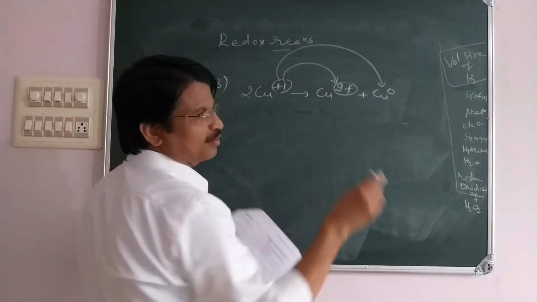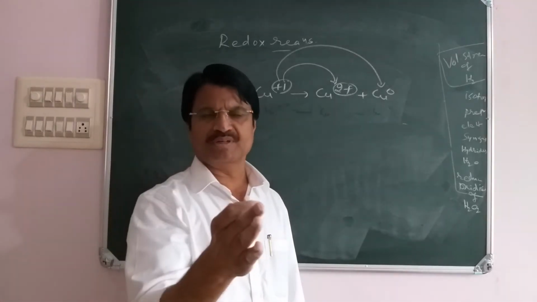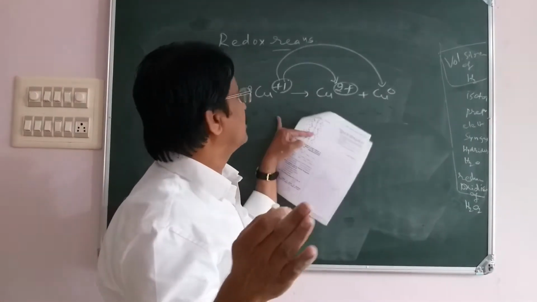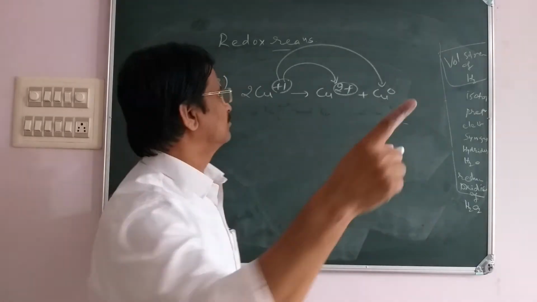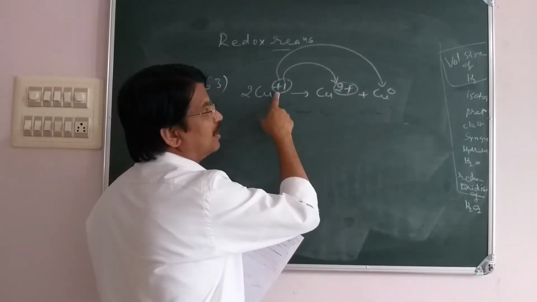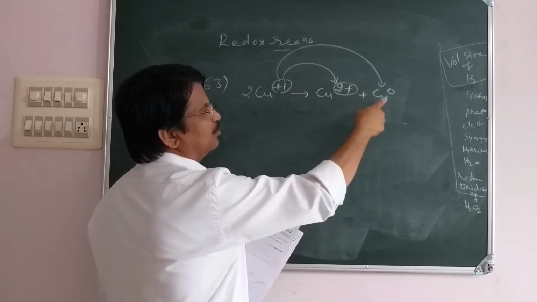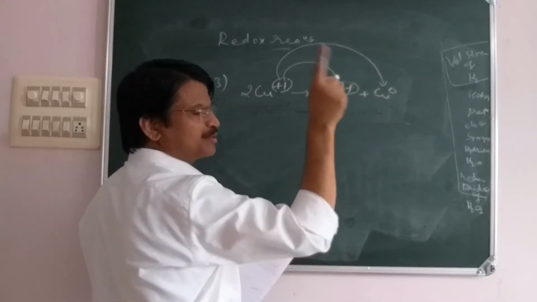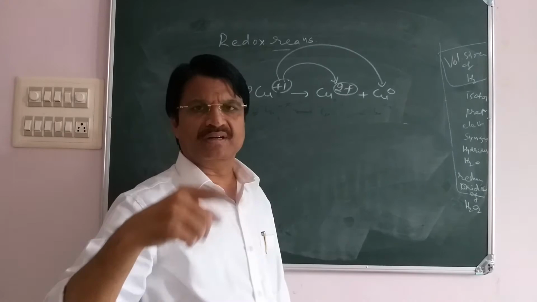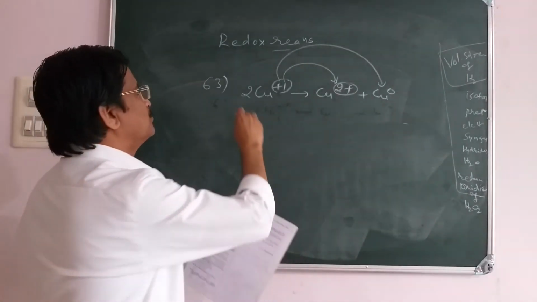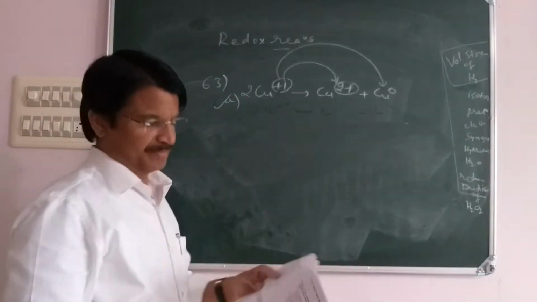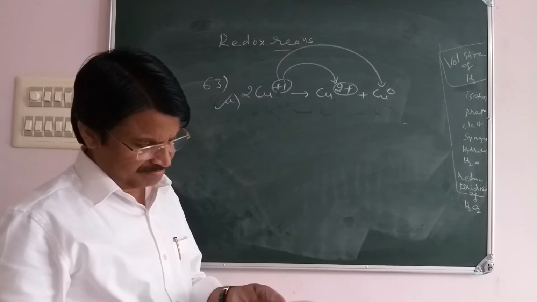See here, plus 1 to 0 is reduction, then plus 1 to plus 2 is oxidation. Then copper plus 1 undergoes oxidation, and copper plus 1 undergoes reduction. Therefore, copper plus 1 is undergoing disproportionation. Means option A is correct. Then the second, B reaction.